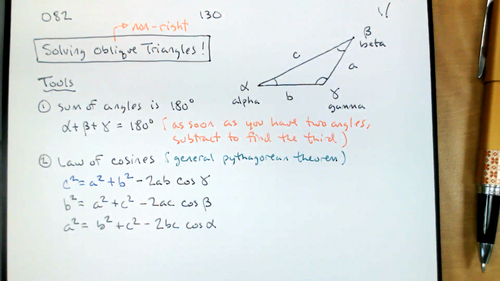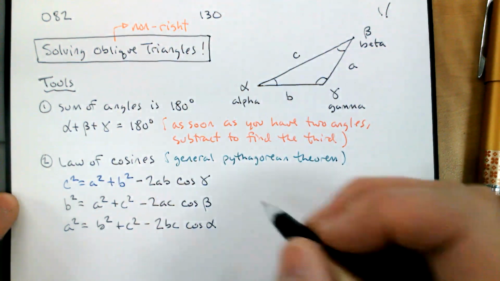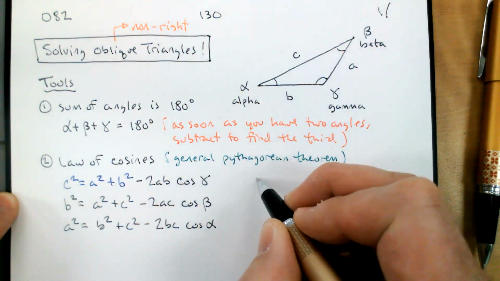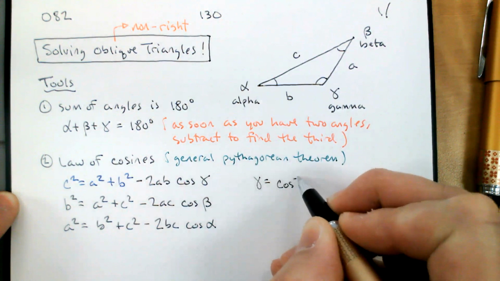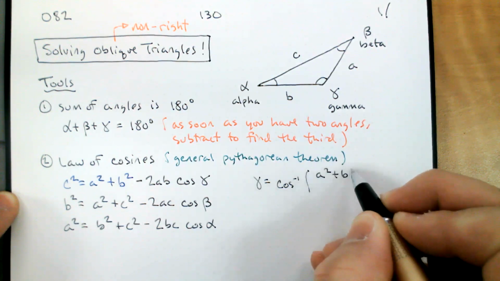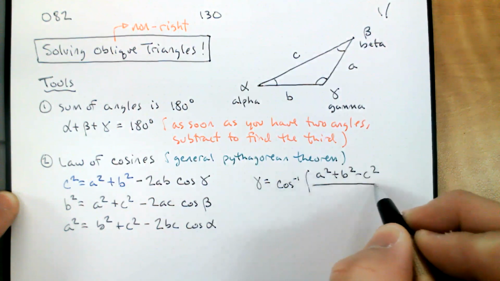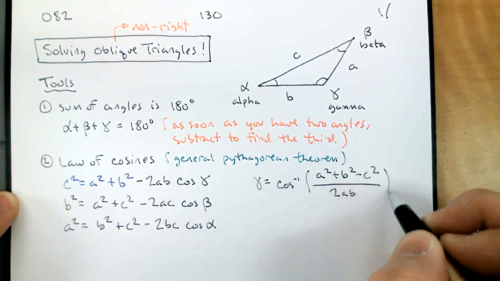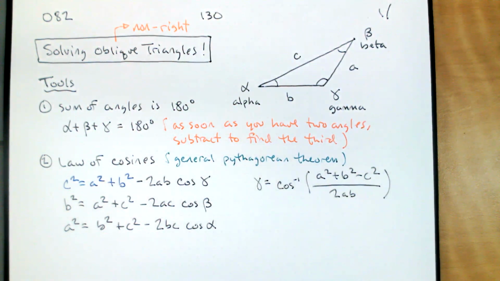We also want to be able to use the law of cosines to solve for an angle. So we could rewrite this for gamma by saying it's cosine inverse of A squared plus B squared minus C squared over 2AB. So we did that last time. Solve this equation for gamma, and then beta, and then alpha. And we just want to recognize the patterns. So gamma is cosine inverse of A squared plus B squared minus C squared over 2AB.